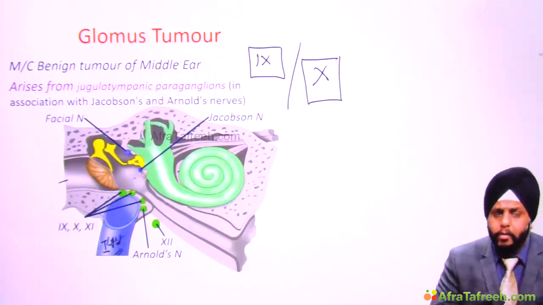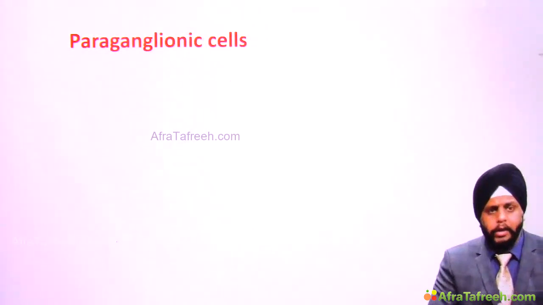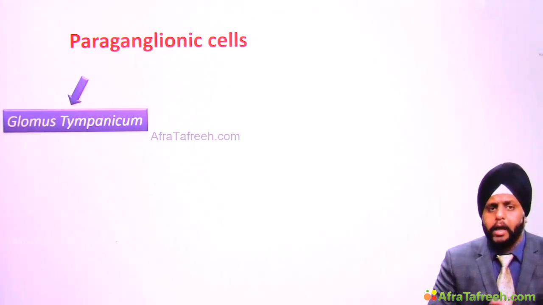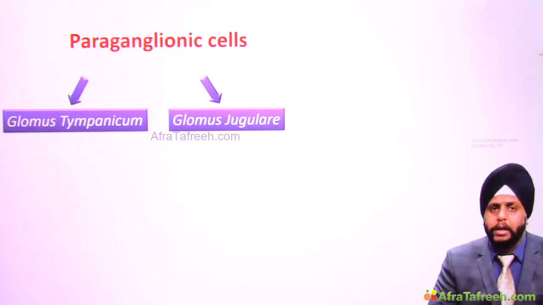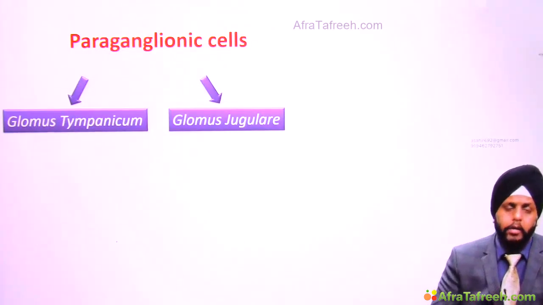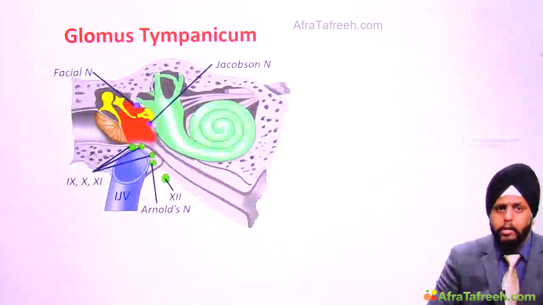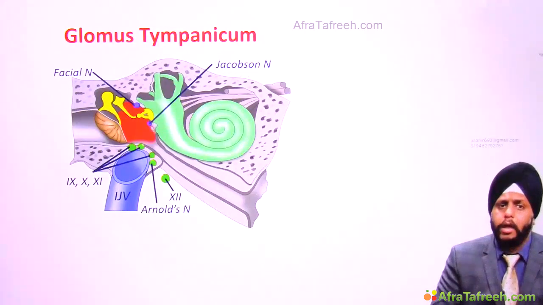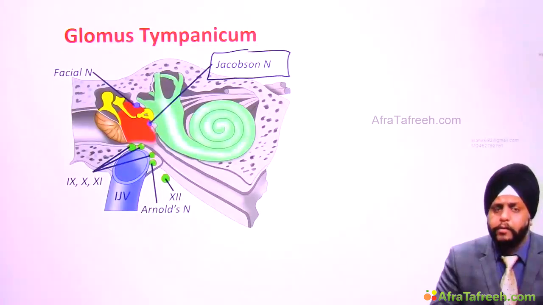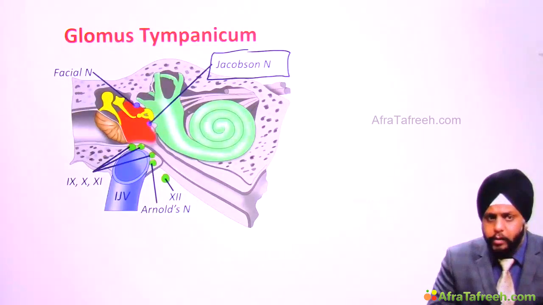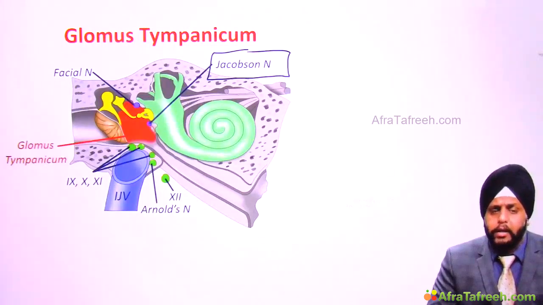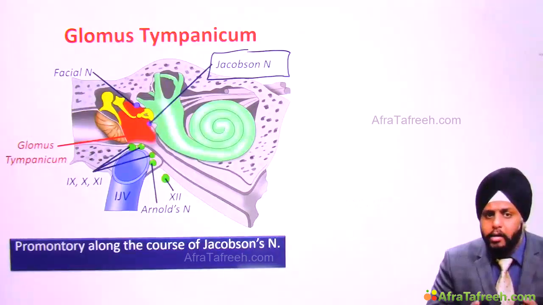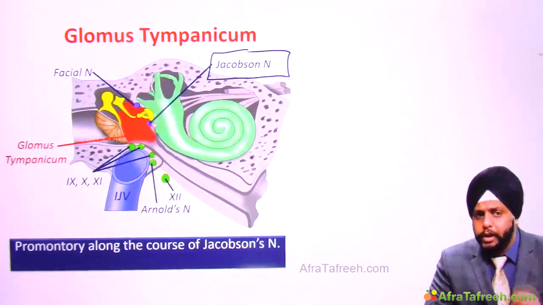These paraganglionic cells give rise to glomus tumor. Based upon these paraganglionic cells, we can divide the glomus into two types, glomus tympanicum and glomus jugulare. Let's first talk about the glomus tympanicum. It arises from paraganglionic cells around Jacobson's nerve. Jacobson's nerve is on the promontory, on the medial wall of the middle ear, as you can see. So glomus tympanicum arises along the course of Jacobson's nerve on the promontory.